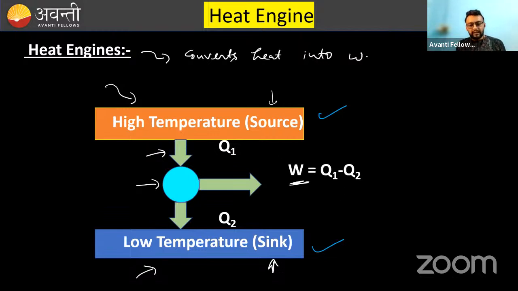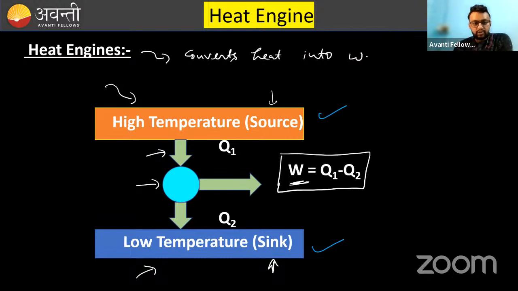Clear? So the work done, you should remember, is Q1 minus Q2. Q1 is the amount of heat taken from the source. Q2 is the amount of heat given to the sink. And work done is Q1 minus Q2. Clear? Okay.